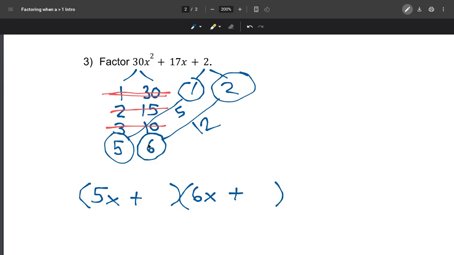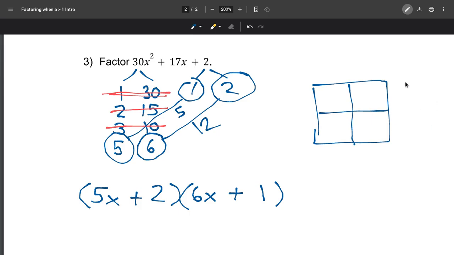I want 6x to multiply by 2, so I'm going to put the 2 here because the inner terms multiply together. The 5x I multiply by 1. I want to multiply by 1, so I'm going to put the 1 here because the outer terms multiply together. And of course, we should check our work via the Punnett square or FOIL or double distribution.